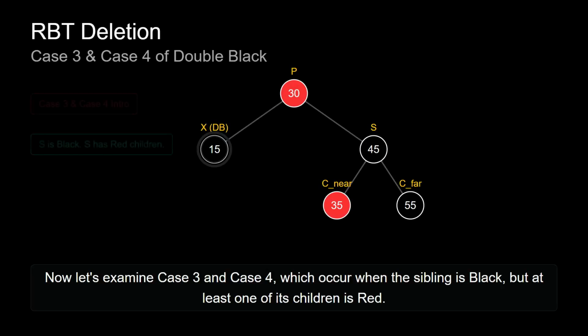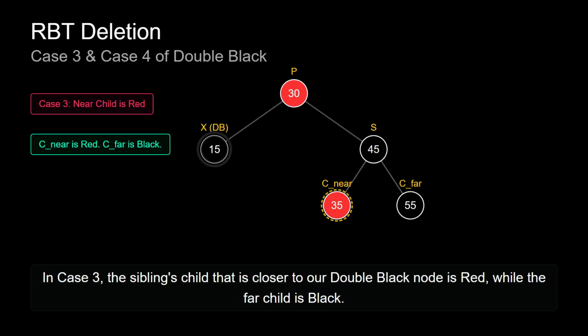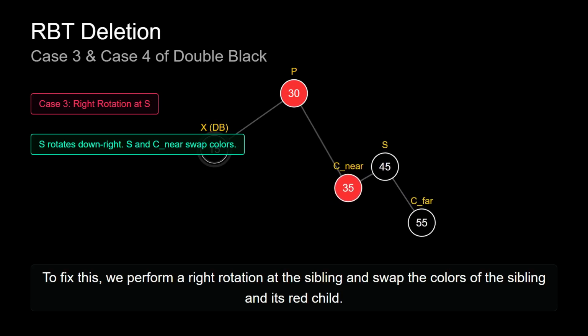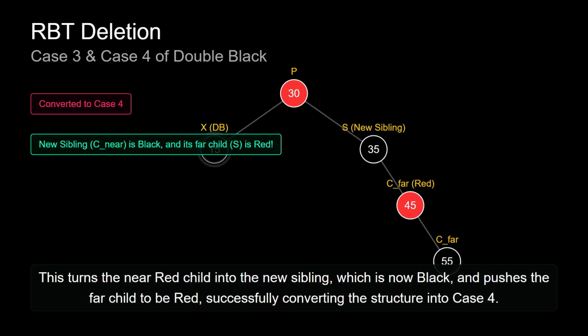Now let's examine case 3 and case 4, which occur when the sibling is black, but at least one of its children is red. In case 3, the sibling's child that is closer to our double black node is red, while the far child is black. To fix this, we perform a right rotation at the sibling and swap the colors of the sibling and its red child. This turns the near red child into the new sibling, which is now black, and pushes the far child to be red, successfully converting the structure into case 4.